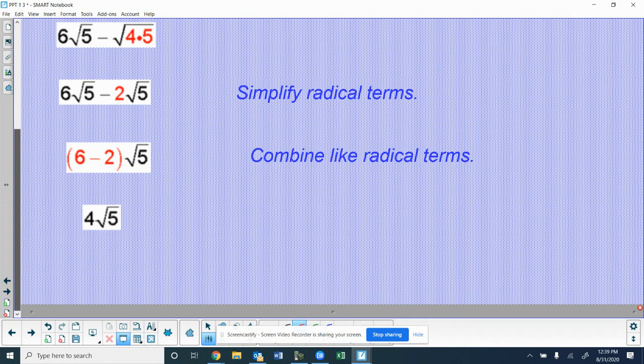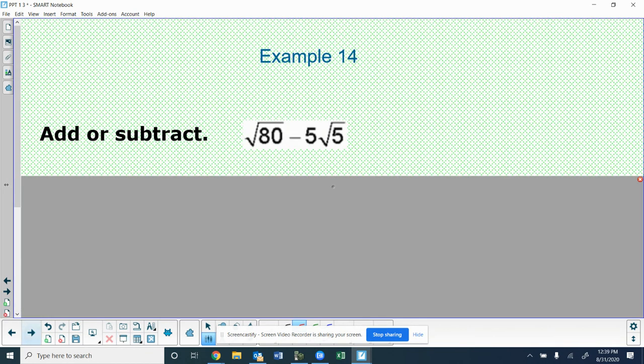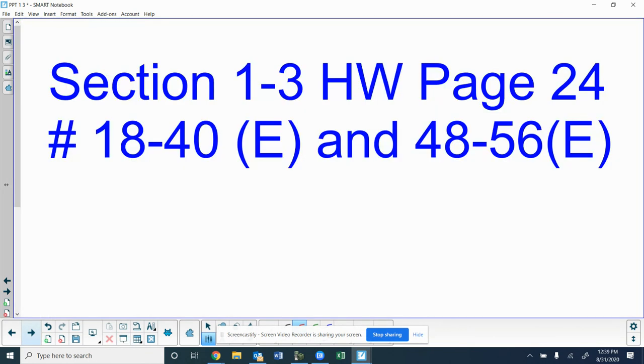All right, I know I went fast because we were short on time because of pictures, but I got faith in you. The E is for even: 18, 20, 22, 24, 48, 50, 52, 54, 56.